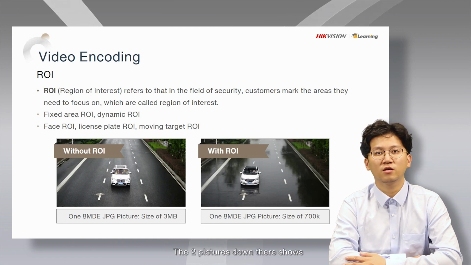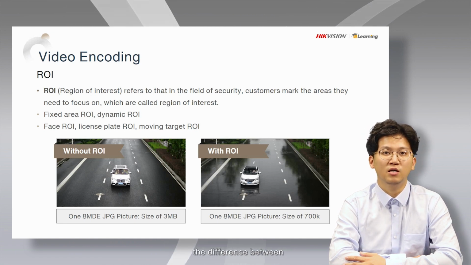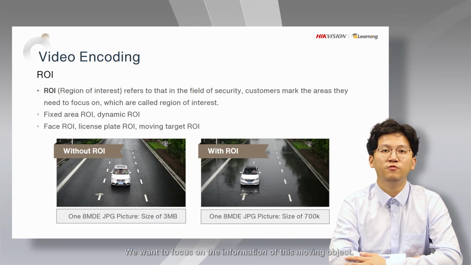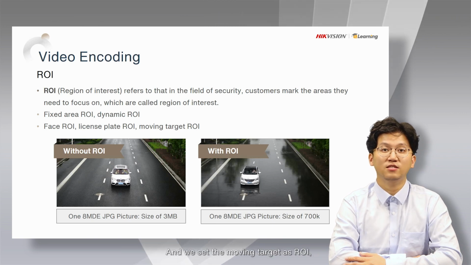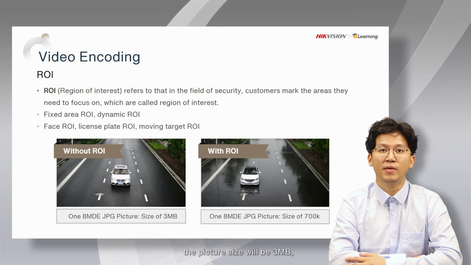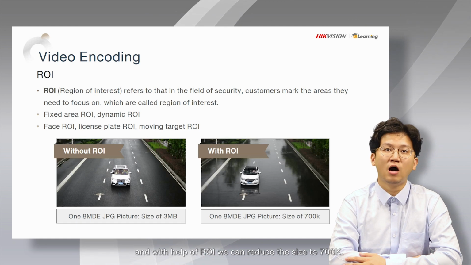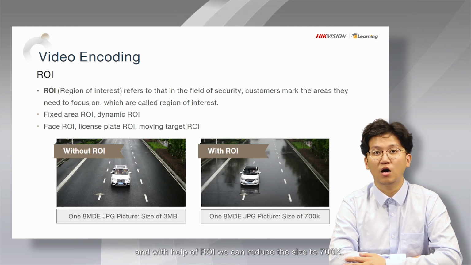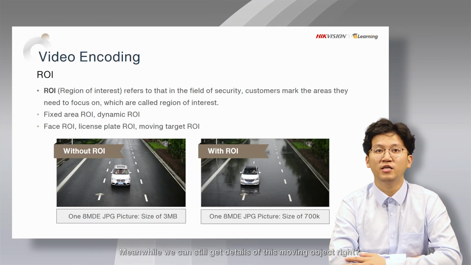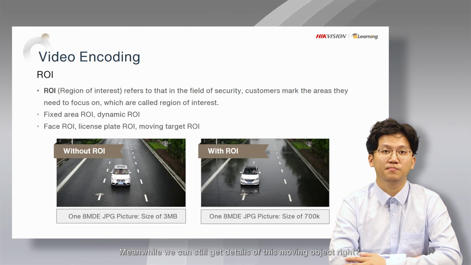These two pictures down there show the difference between seeing with or without ROI. We want to focus the information on this moving object, and we set the moving target as ROI. We can tell that if we don't use ROI, the picture size will be 3 megabits. With the help of ROI, we can reduce the size to only 700K. Meanwhile, we can still get details of this moving object, right?